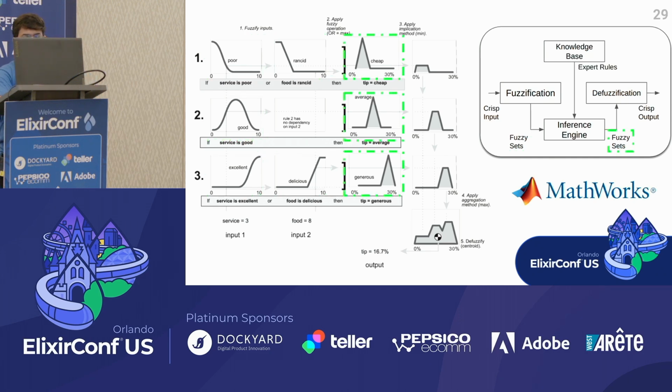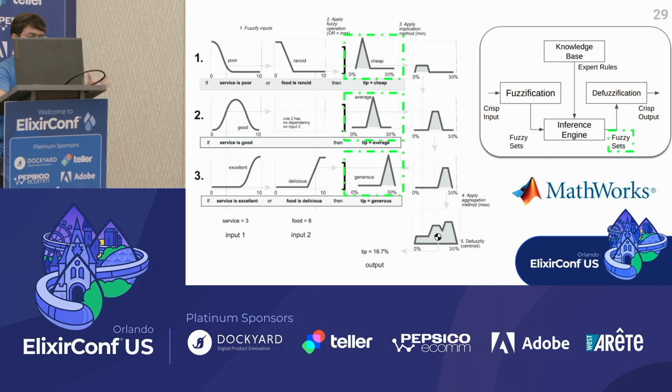So the next step will be defining how the output will be, and defining the fuzzy set shape, or the membership function shape. And in this case, the output, that is the tip, can be a cheap tip, can be an average tip, or can be a generous one.